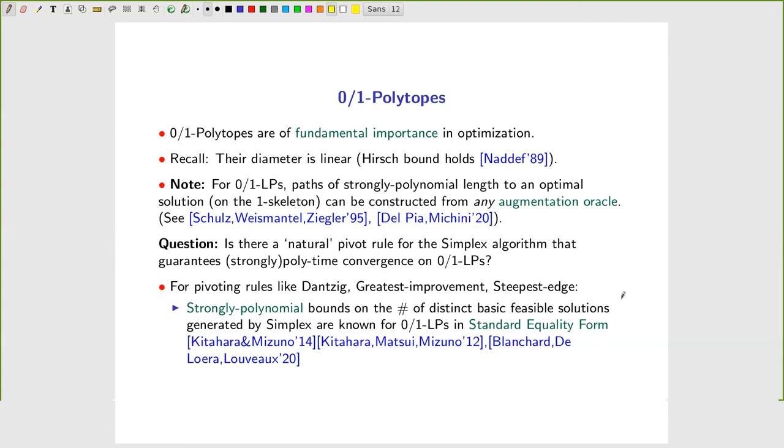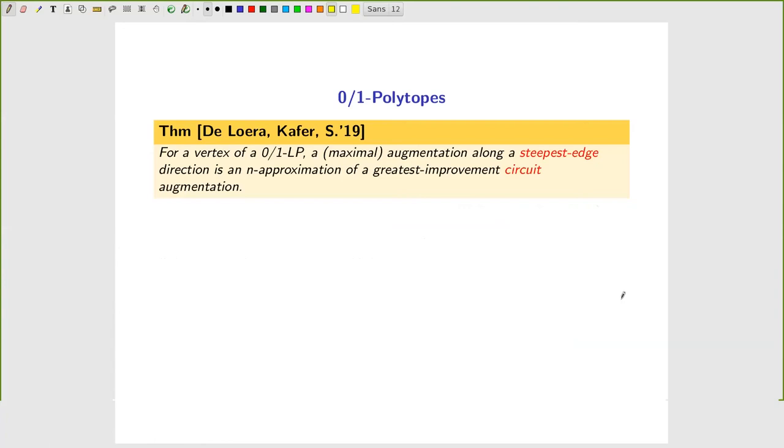So in this context, what can we say with respect to the previous framework? Can we add something more if we consider this circuit approximation using edges of the polytope? That's the theorem that we are going to see now. It says the following: for a vertex of a 0-1 LP, a maximal augmentation along a steepest edge direction is going to give you an n-approximation of a greatest improvement circuit augmentation.